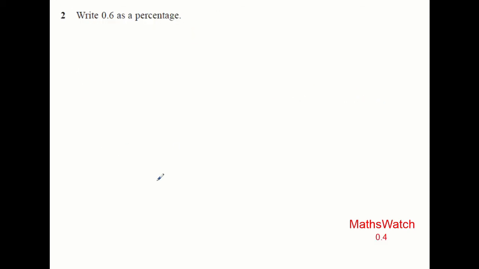Question 2. Write 0.6 as a percentage. To turn any decimal into a percentage, you just need to multiply it by 100. So 0.6 multiplied by 100 is 60, which means that 0.6 is the same as 60%.